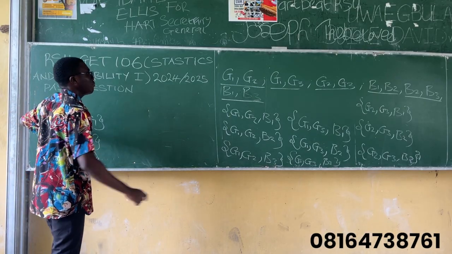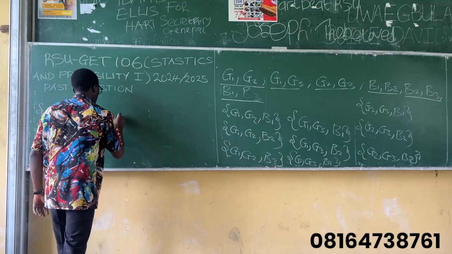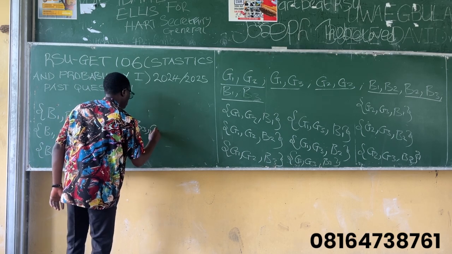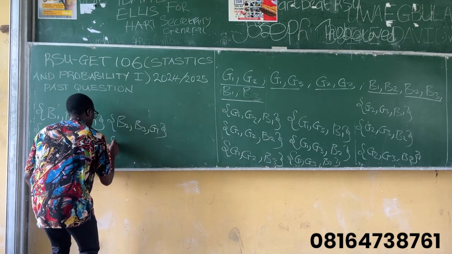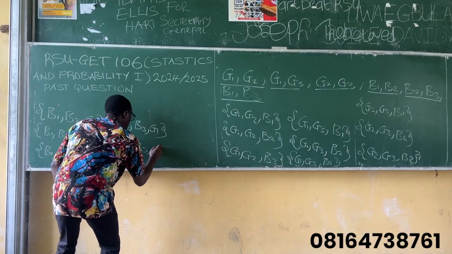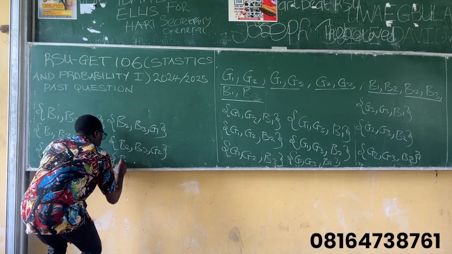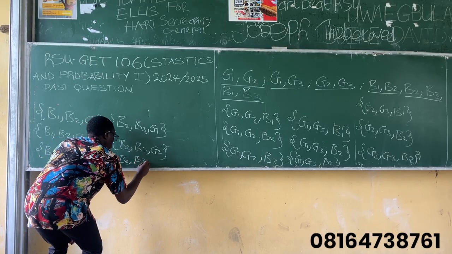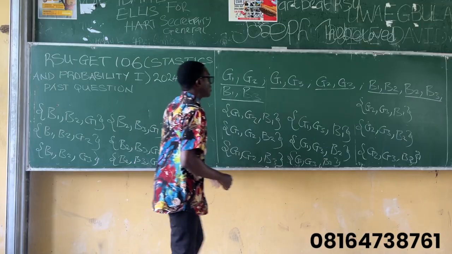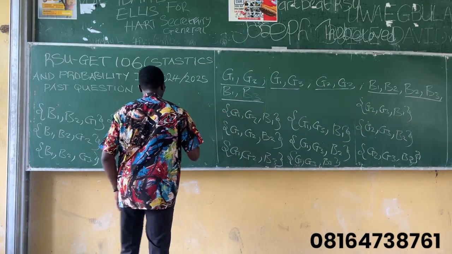Since we are done with B1, B2, we go on to the next, which is B2, B3. We repeat the process. B2, B3, G1, B2, B3, G2, and B2, B3, G3. Now, since we are done with B2, B3, we go on to the last one, which is B1, B3.